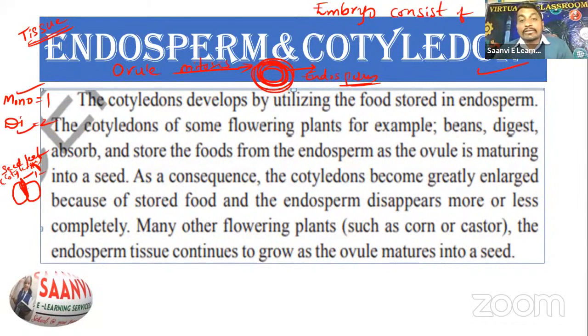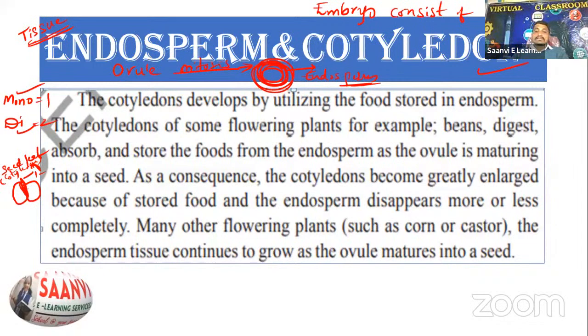The cotyledons of some flowering plants, for example beans, digest, absorb, and store the food from the endosperm as the ovule is maturing into a seed. The ovule will mature into a seed. As a consequence, the cotyledons, the seed leaves, become greatly enlarged because of the stored food from the endosperm. Then the endosperm disappears more or less completely.